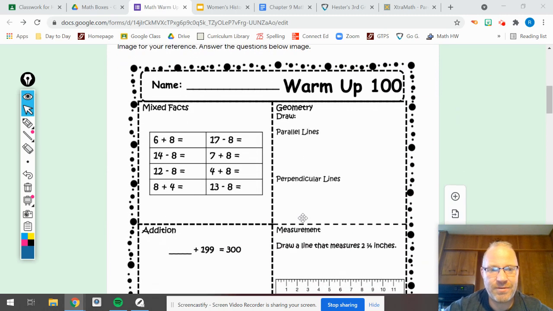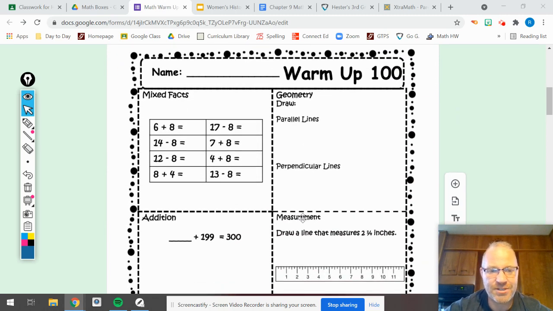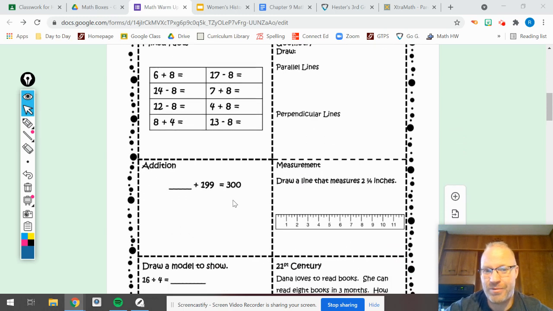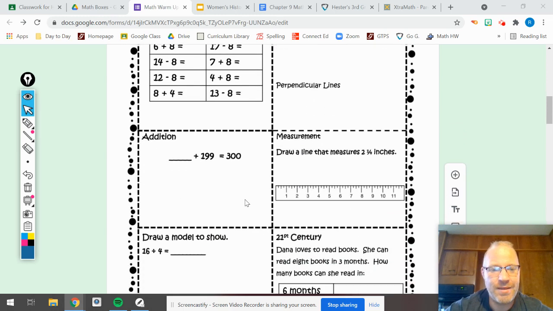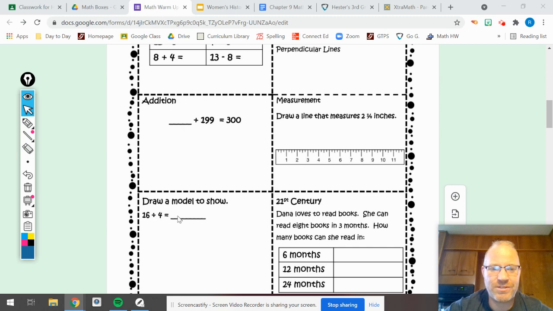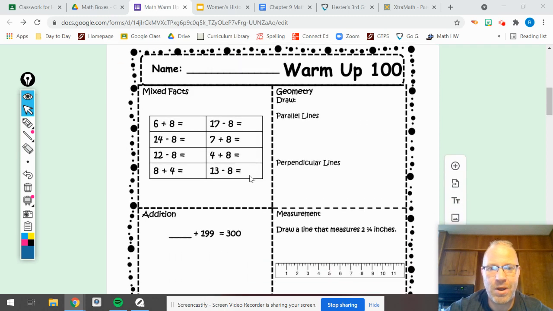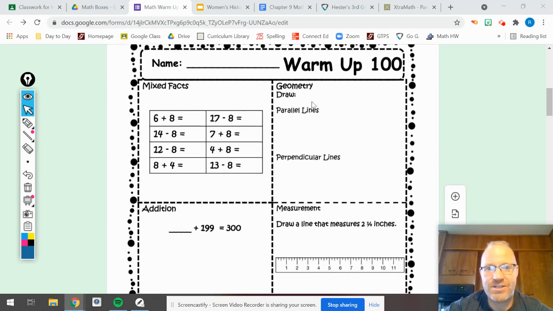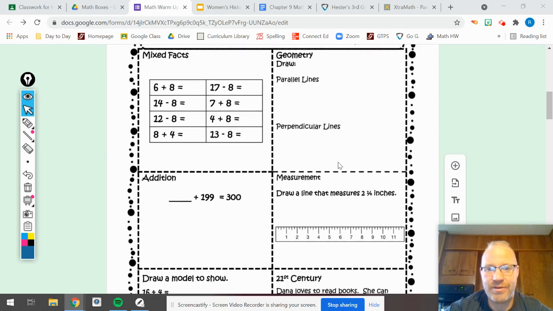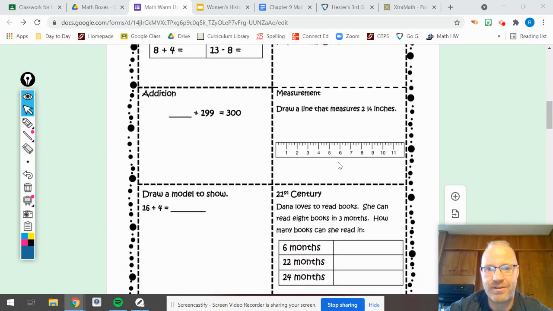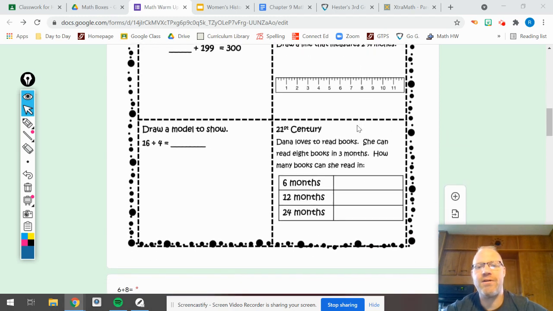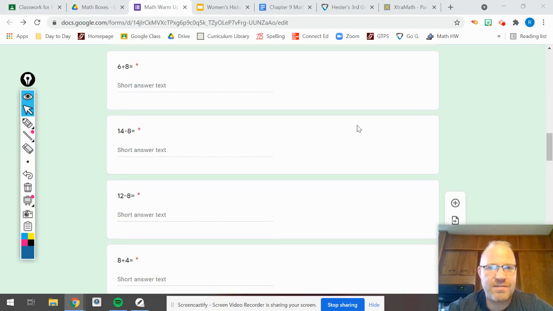Next we have mixed facts, which is addition and subtraction. Then we have an addition problem, which is more like a subtraction problem. Then draw a model, but we're just dividing. We're not really going to draw a model because we can't. Geometry, parallel lines and perpendicular lines. We'll talk about those. Then we have measurement and our challenge problem, 6 plus 8.